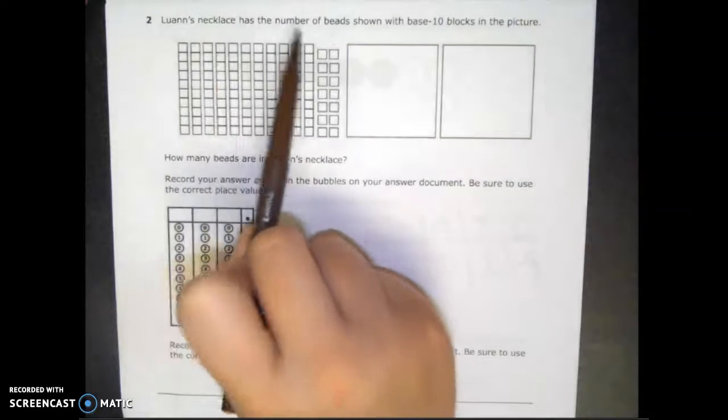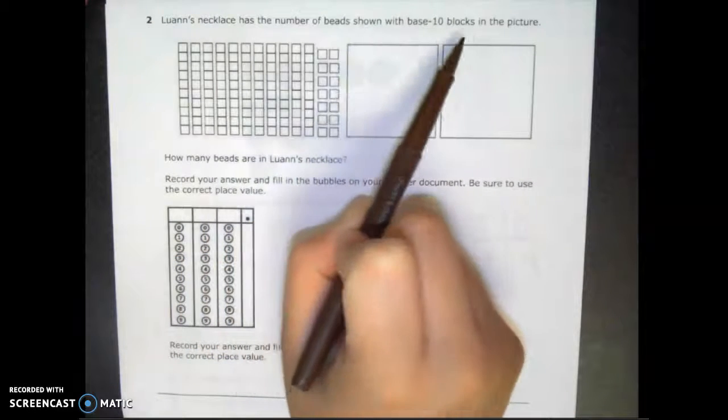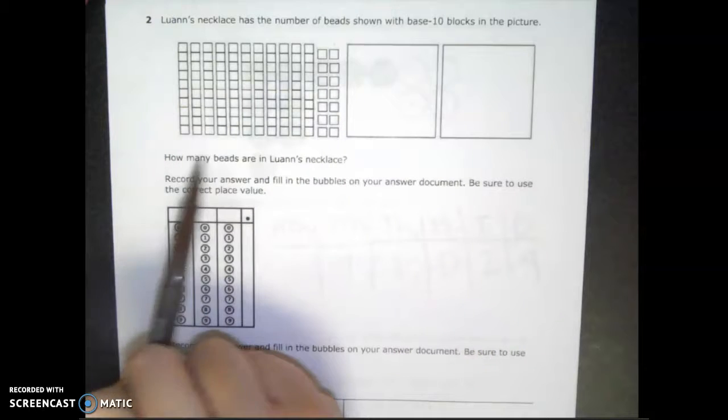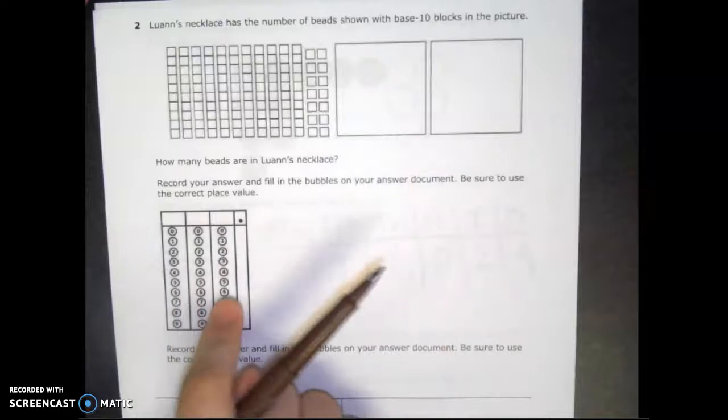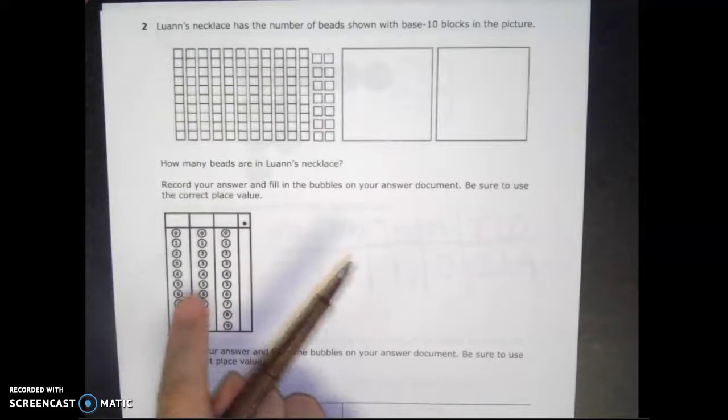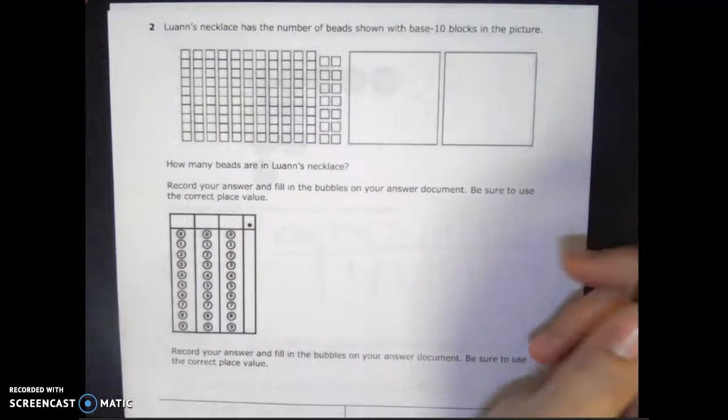Question 2. Luann's necklace has the number of beads shown with base 10 blocks in the picture. How many beads are in Luann's necklace? Don't worry about this other part because I don't think you had a grid to fill in, but later on we will learn how to fill this grid in, so let's not worry about it today, okay?